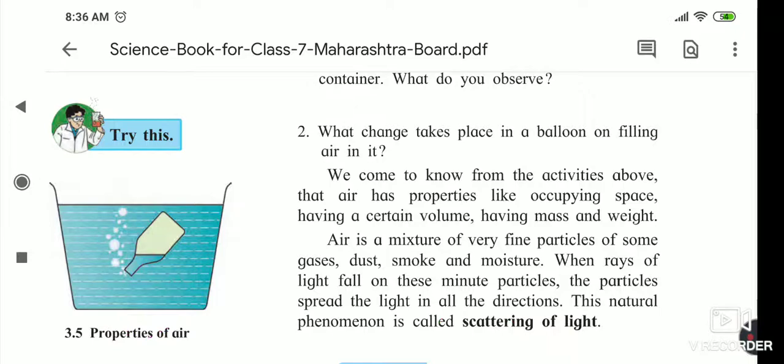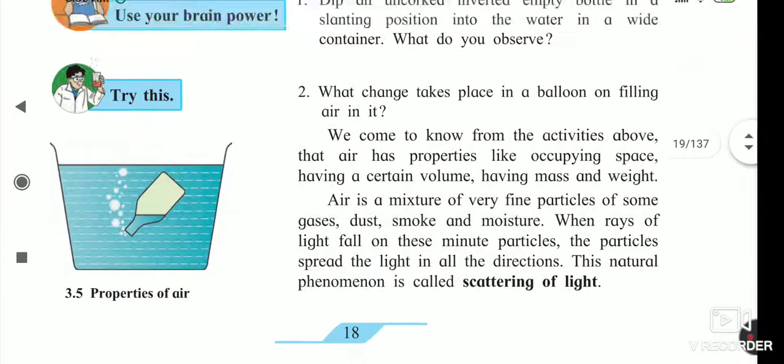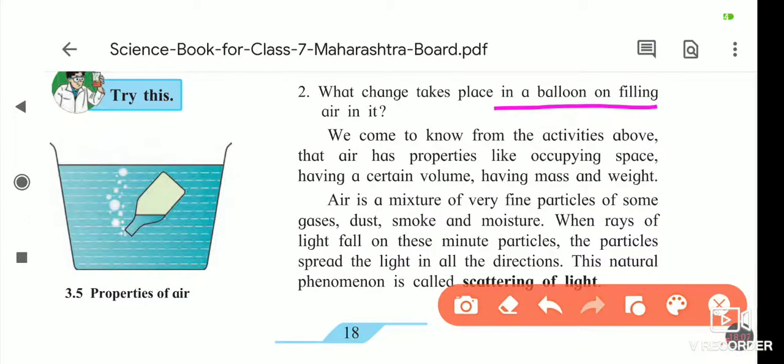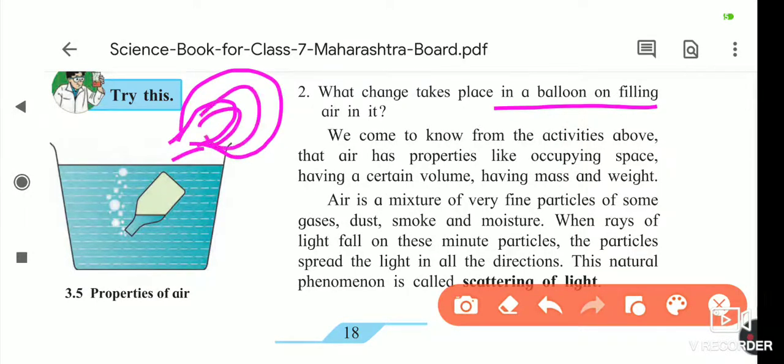What changes take place in a balloon on filling air in it? If we fill the air in it, it blows up. Slowly its size increases and it achieves its maximum size, and then it bursts. Okay, and it takes a shape. Then we came to know from this activity that air has properties like occupying space.